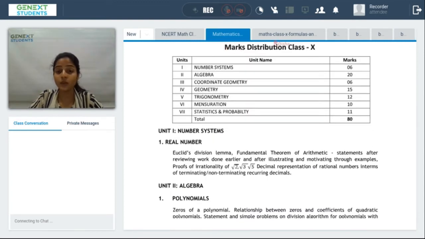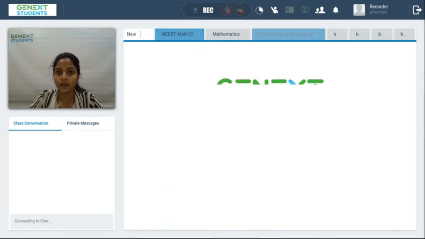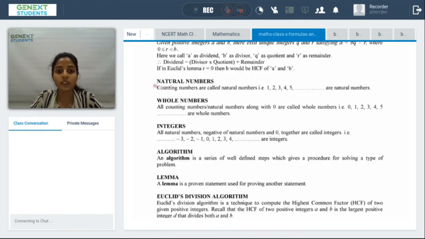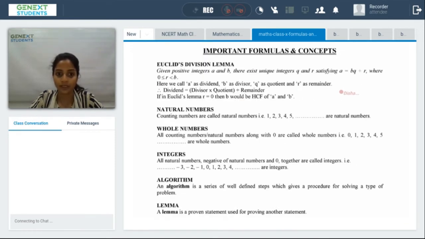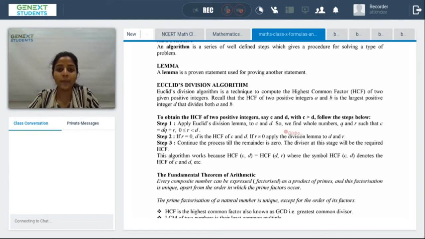So as in the beginning, as I told you, this chapter will be for 6 marks. The most important questions will be this. We have this very important formula sheet here. So this first thing, the Euclid's division lemma, a equals bq plus r, right? So that is one very important question. Is formula pe based, hume a question pakka aega, theek hai?